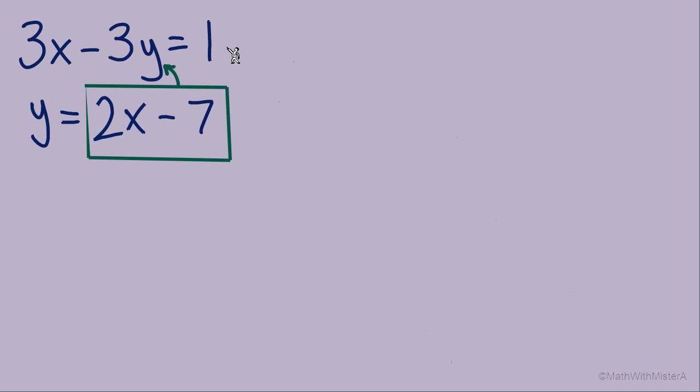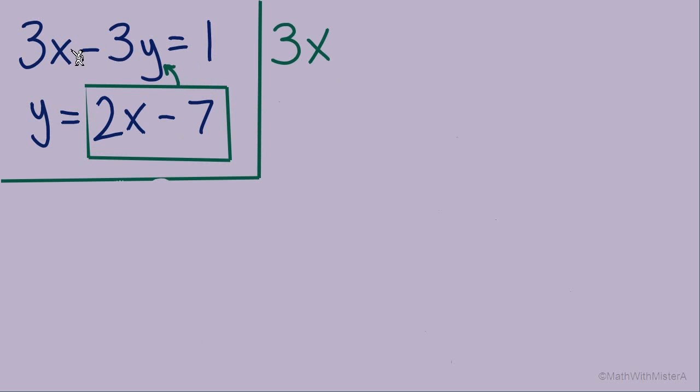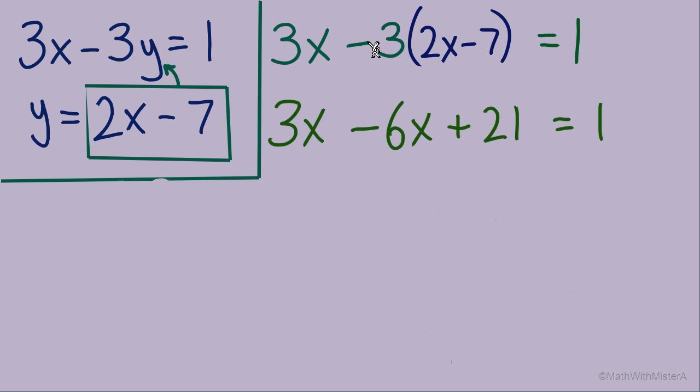And now I'm recopying this equation that I just substituted into. 3x, now we have minus 3 times y, so minus 3 times the expression 2x minus 7 equals 1. Now careful with the distribute, it's another negative coefficient, so we'll need to multiply through a negative 3. We're starting the equation with 3x, then negative 3 times 2x equals negative 6x, and negative 3 times negative 7 equals positive 21, equals 1.